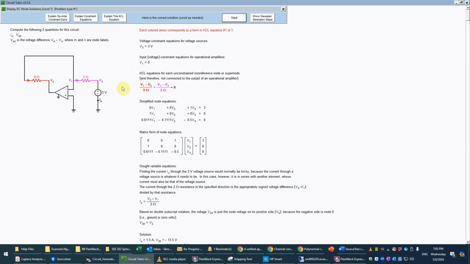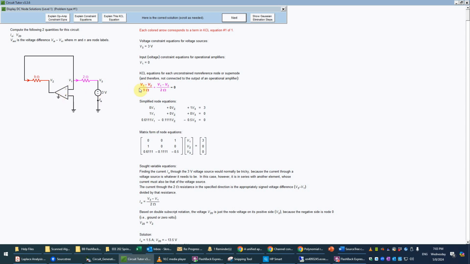Then we need to write KCL equations for each unconstrained non-reference node or supernode. And notice that we don't choose the reference node typically in an op-amp, because that's also the ground for the amplifier itself, and therefore it's not really practical to change that ground in the circuit like the way we do with normal circuits that don't have op-amps. So that's always going to be pretty much a fixed thing and will be given to us. And that's one difference between op-amps and normal problems.